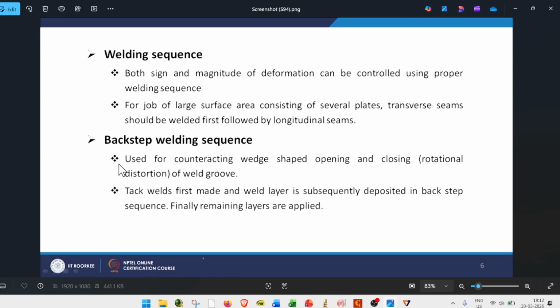Next, weld sequence. Both sign and magnitude of the deformation can be controlled by using the proper weld sequence. For a job of large surface area consisting of several plates, the transverse seams should be welded first, followed by the longitudinal seams. Okay, first we have to do the transverse welding, then the longitudinal welding, for a very large surface area.